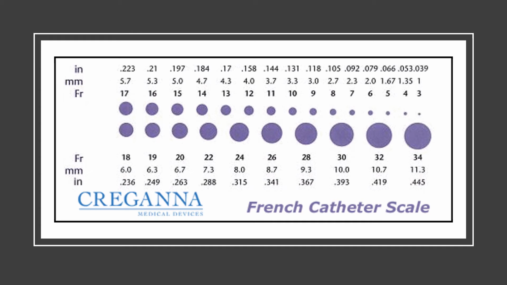But just for reference, here is a little bit of a diagram of what those catheter scales are going to look like. Here we can see the French conversion, millimeters and inches. A 17 French is here, 16, 15, all the way down to a 3 French. And then here as well, 18, 19, 20, 22, 24, 26, 28, and so on. But again, guys, they are going to always ask for it by French, and it is labeled that way. This is just for a visual comparison and getting an idea of what those look like.